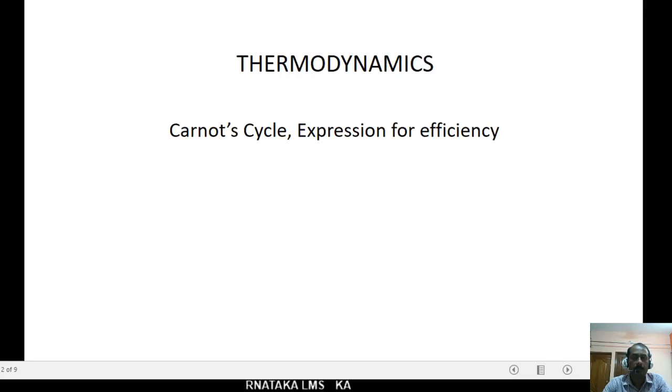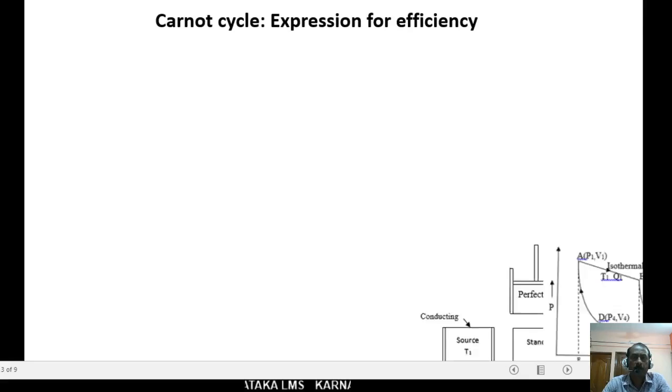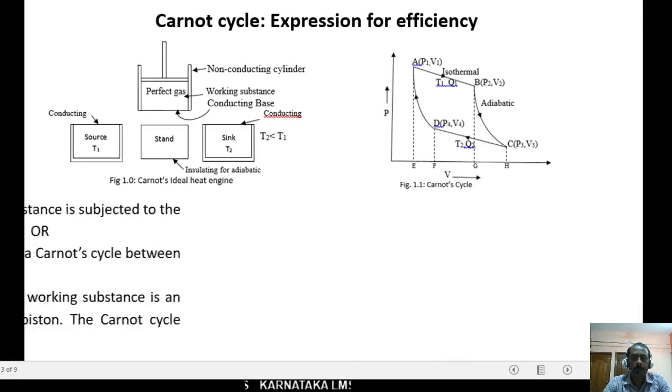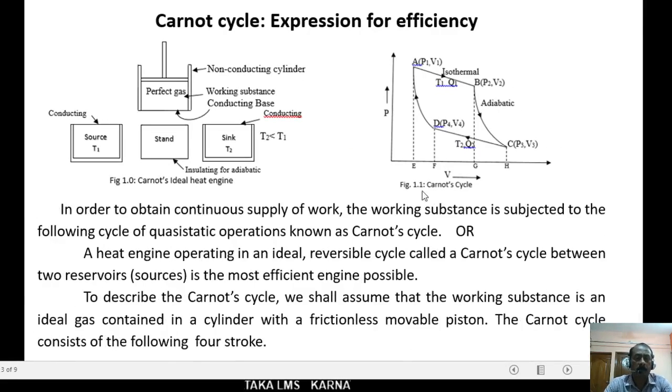Let us see the Carnot Cycle, how it operates, and also we can see the expression for efficiency of the Carnot heat engine. Dear students, see in this diagram, this is Carnot's ideal heat engine. This one is Carnot cycle.